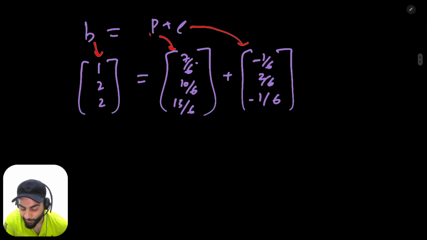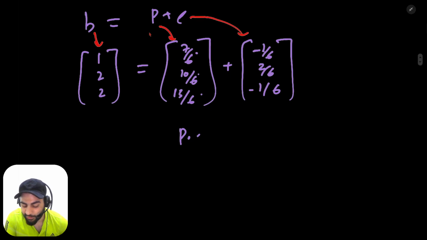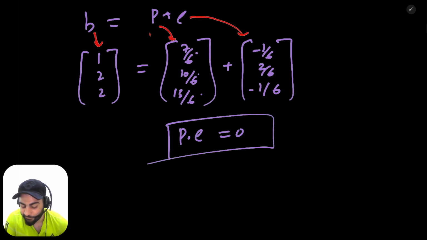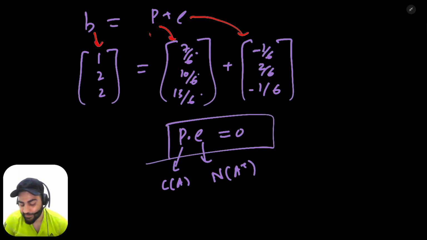So these two values when multiplied with each other, the dot product of P dot E should be equal to 0. Can you just confirm it? Can you confirm the dot product is 0? If this is 0, then our calculations are right, because you know that this P lies in the column space of A and this E lies in the null space of A transpose. And now if you perform the dot product, it should be 0.